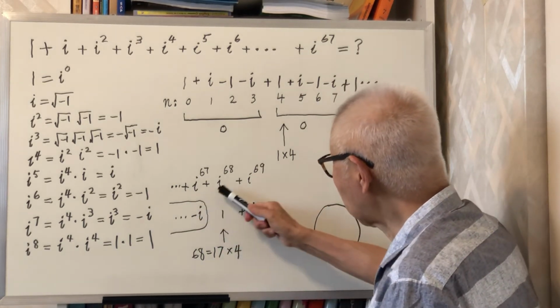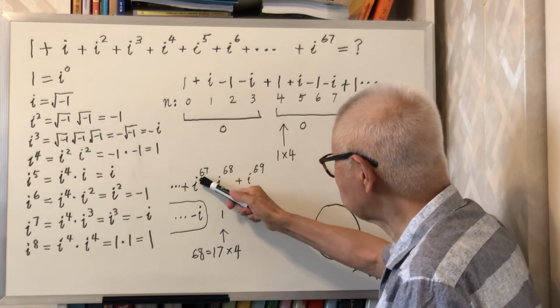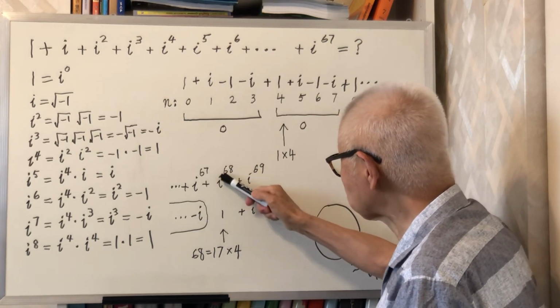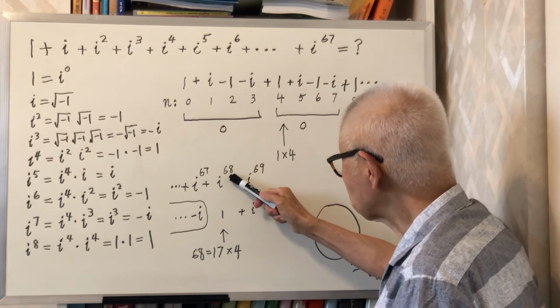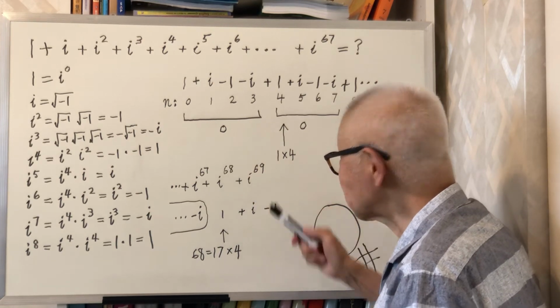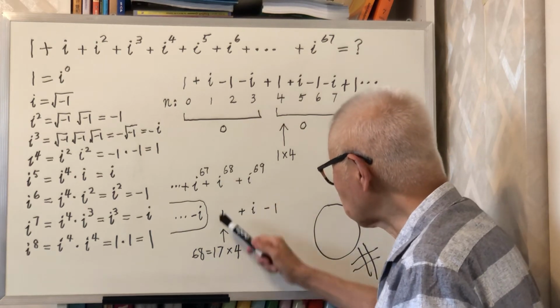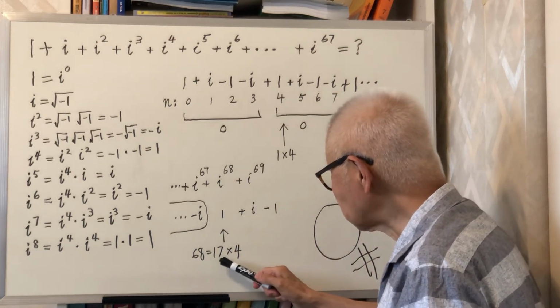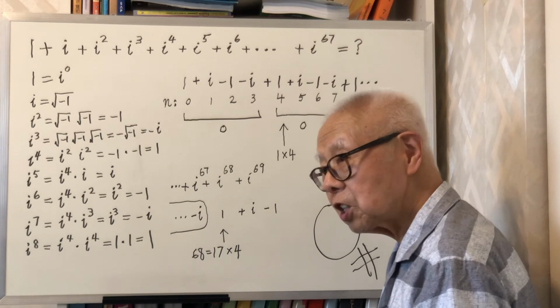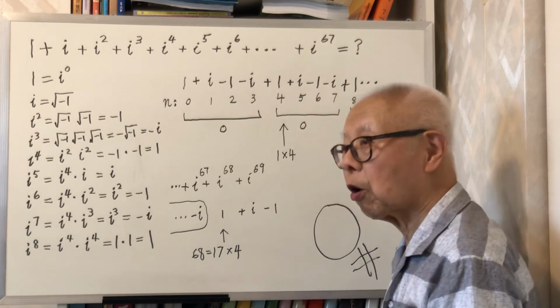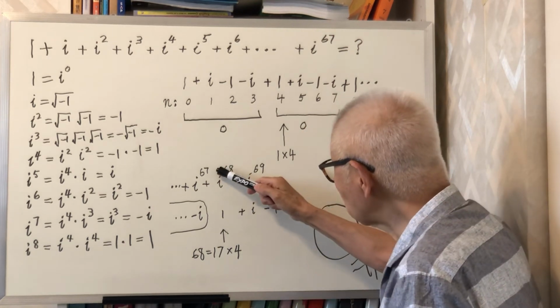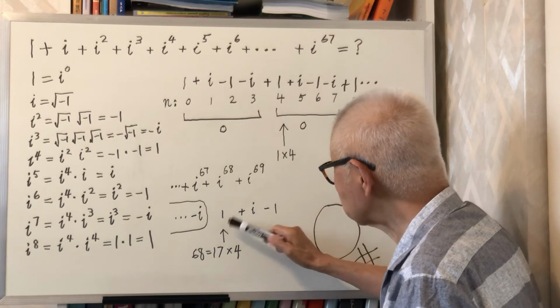Now let's look at the next term after power 67. That's 68. 68 is a multiple of 4. 68 is 17 times 4. It is a multiple of 4. Therefore, the value of this is 1.